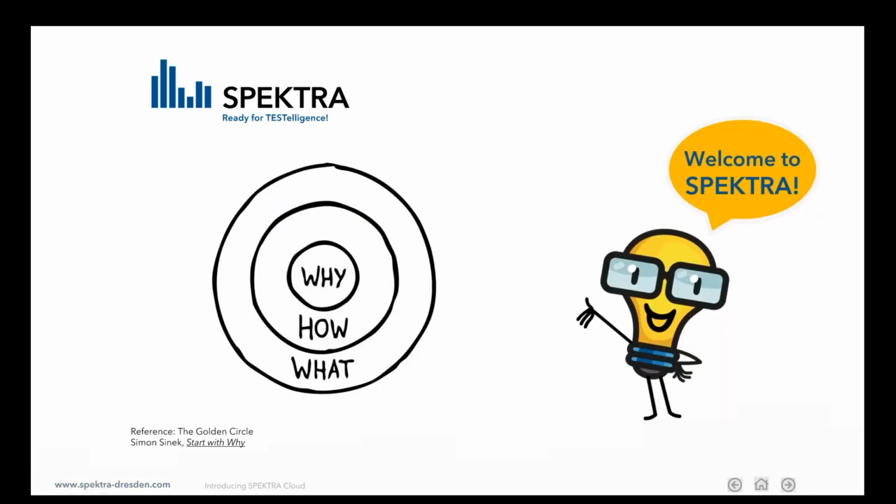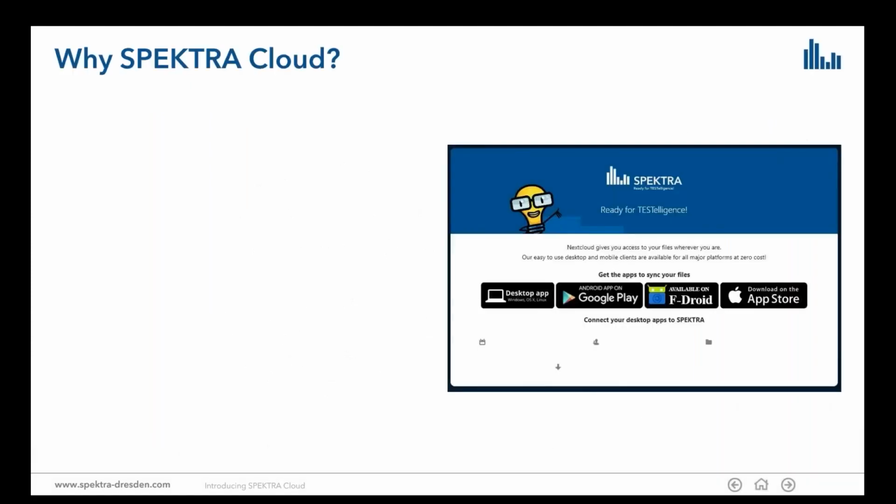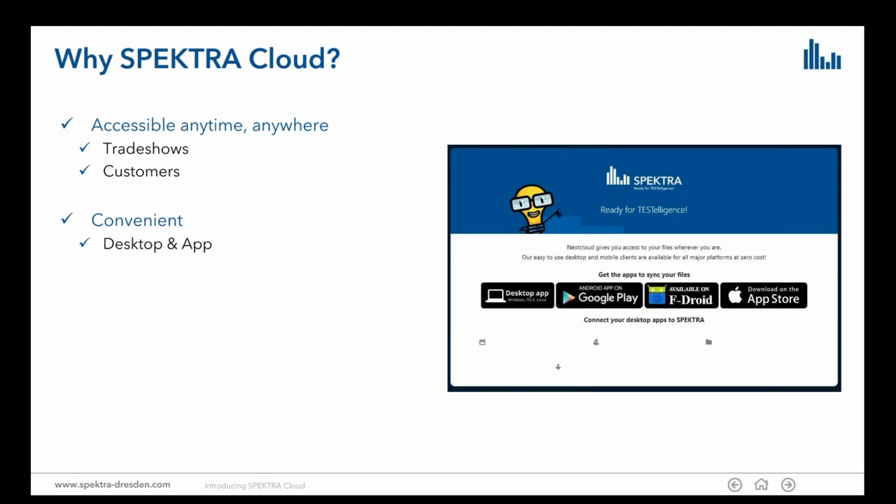So I'd like to start with why are we using the SPEKTRA Cloud, then how it works, and then finally what it looks like. So first, why the SPEKTRA Cloud? It's accessible anytime and anywhere. So you can use it on trade shows, for instance, or when you're with customers. It's also very convenient because you have either a desktop or an app on your mobile phone.